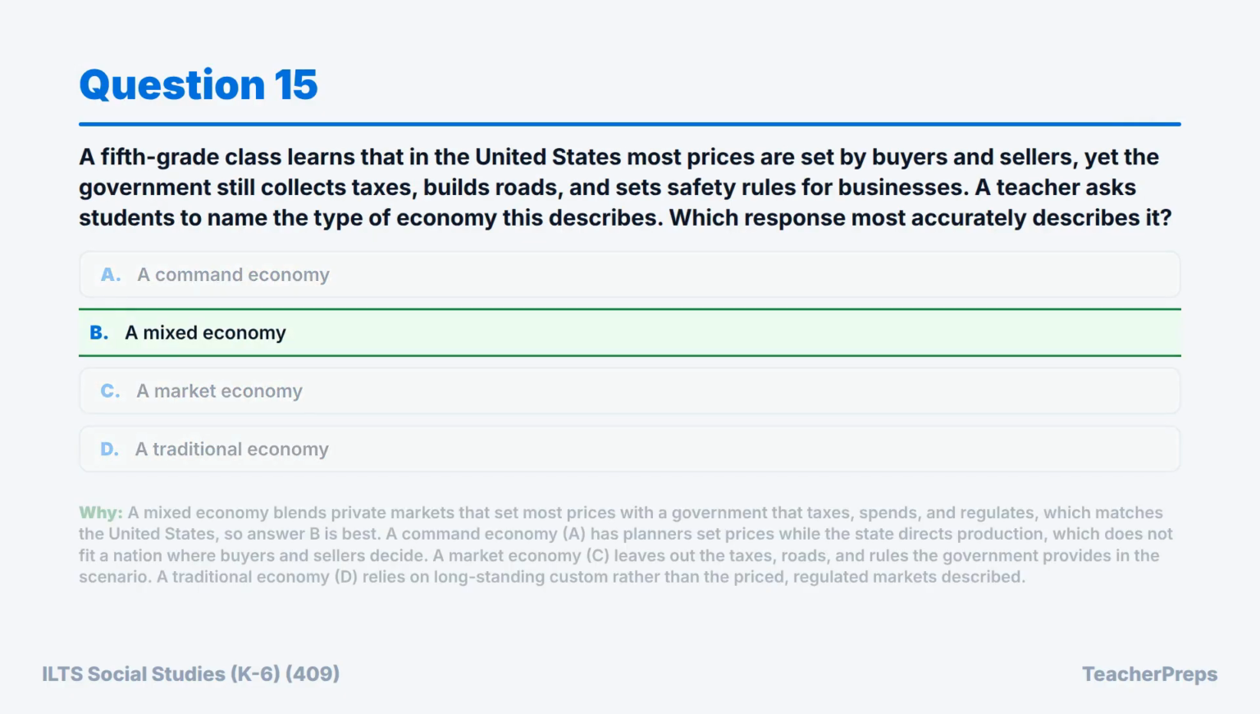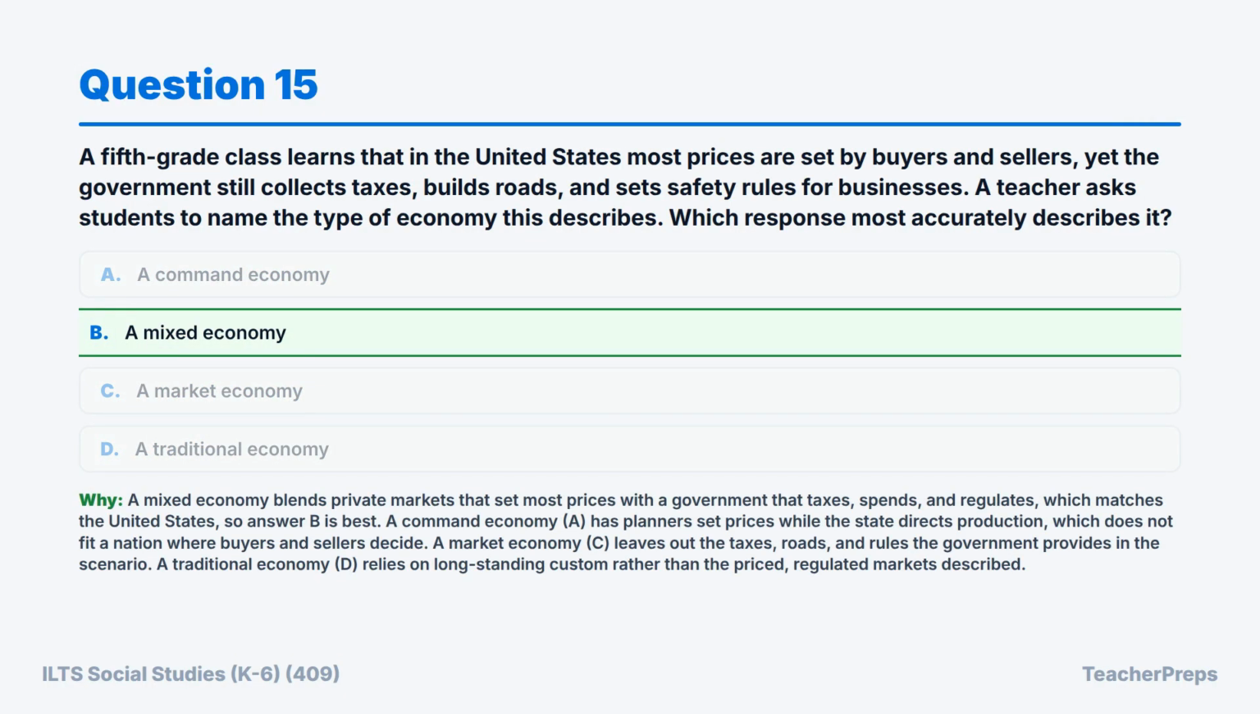The correct answer is B. A mixed economy. A mixed economy blends private markets that set most prices with a government that taxes, spends, and regulates, which matches the United States, so answer B is best.